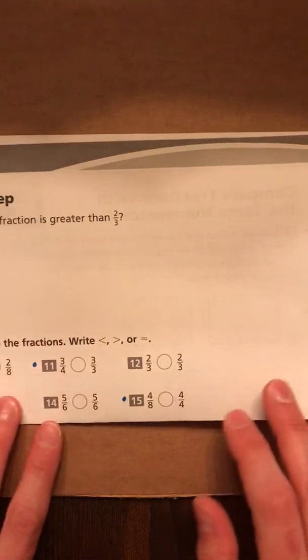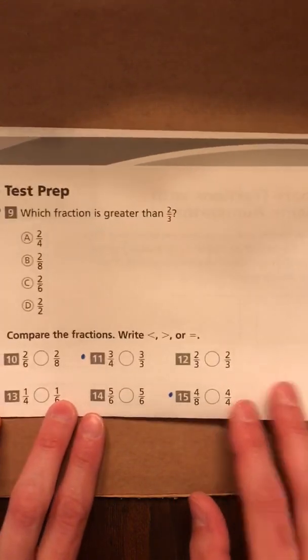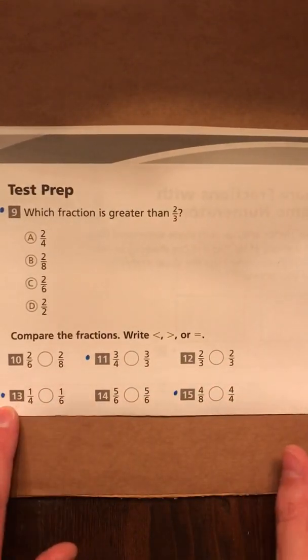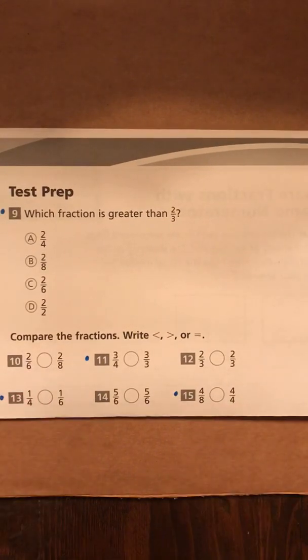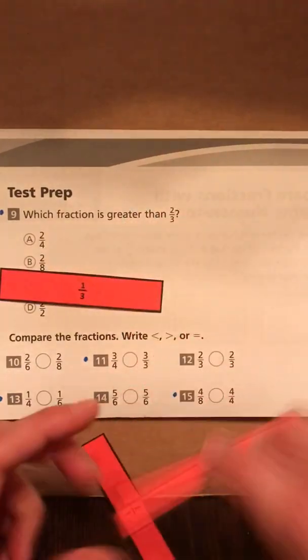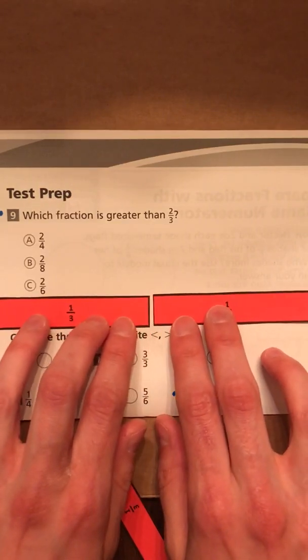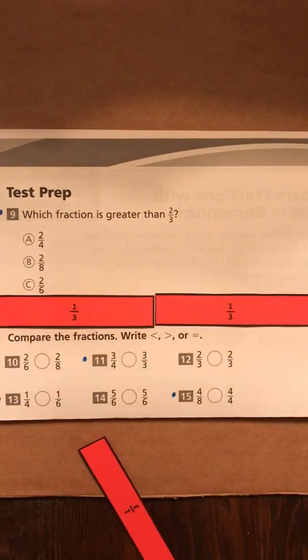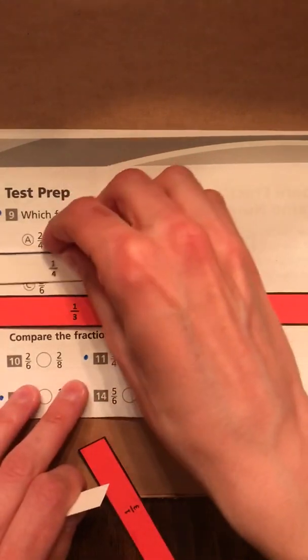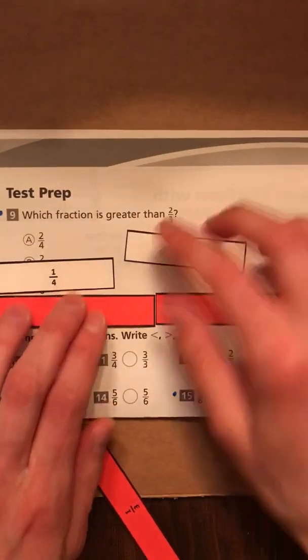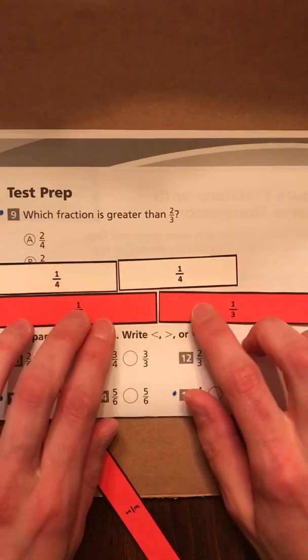All right, we are going to take a look at number 9. So number 9 says, which fraction is greater than 2/3? So we are going to use our fraction tools to compare our fractions. So I'm going to build 2/3 with my fraction strips. So 1/3 and 2/3. Okay, and then my first fraction is 2/4. So I'm going to take 2/4, and I am going to compare 2/4 to 2/3.